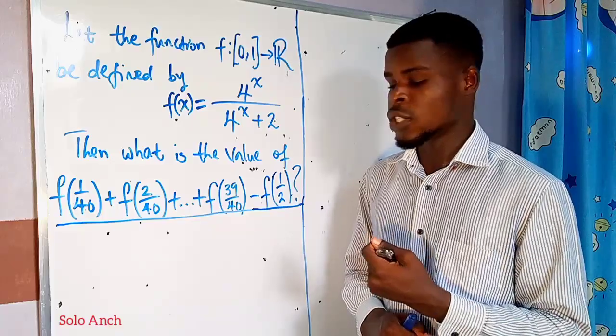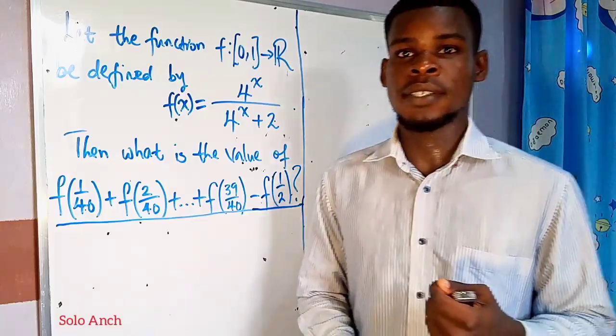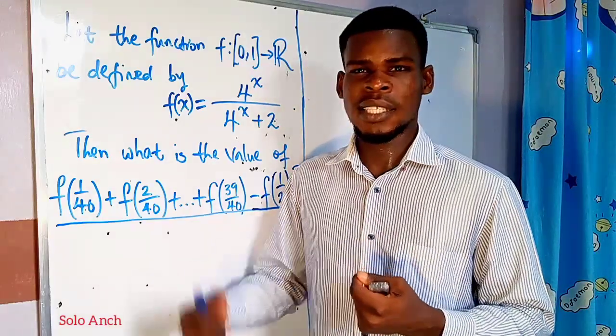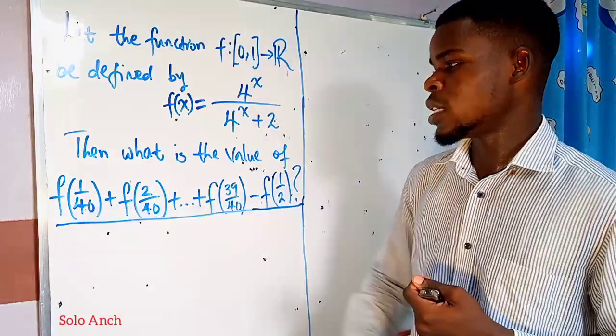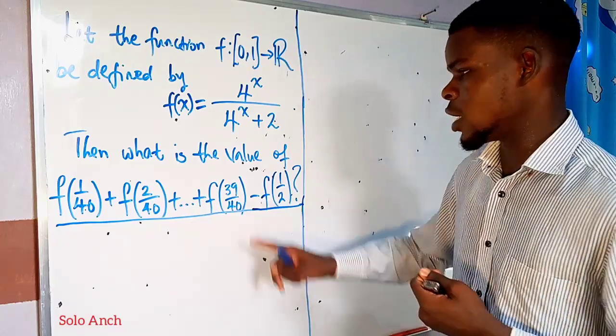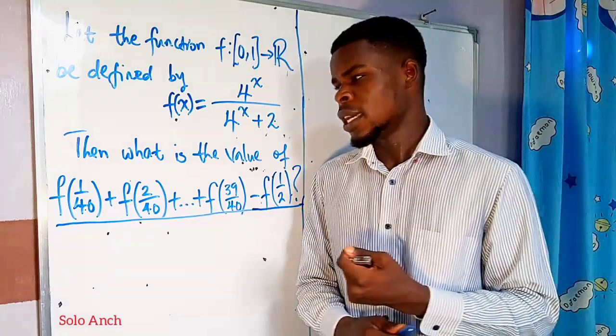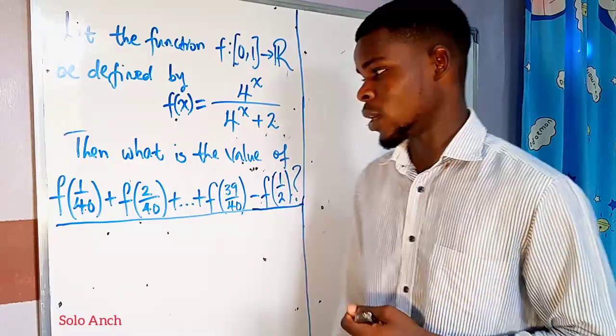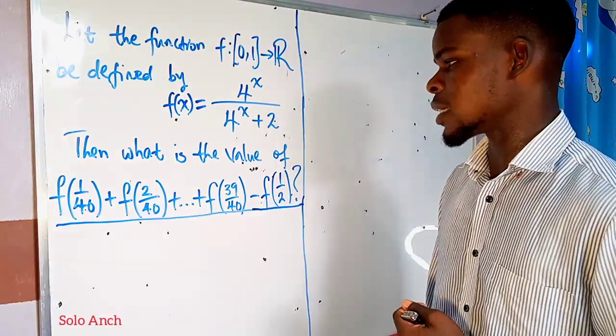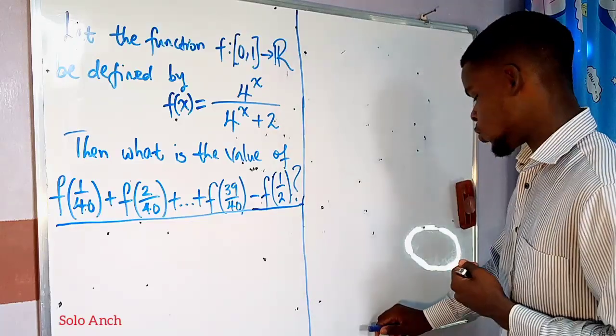Okay, so this question is from the 2020 JEE Advanced Maths questions, and it is a very interesting question to look at. So let's see. Well, we notice that if we are adding 1 over 40 to 39 over 40, we're just going to have 1. Then if you also add 2 over 40 to 38 over 40, we're going to have 1 as well. And in fact, that motivates us to try this.